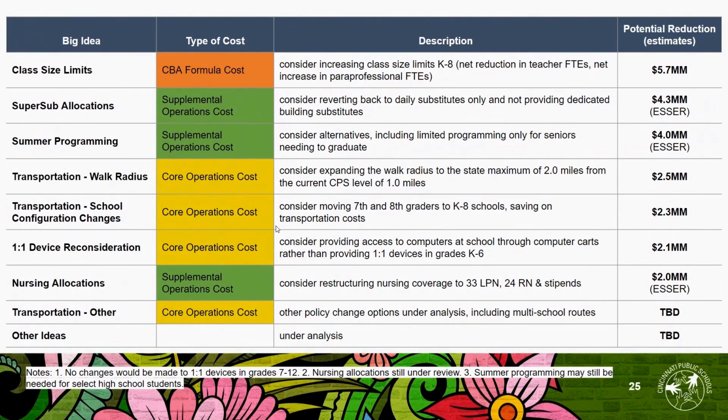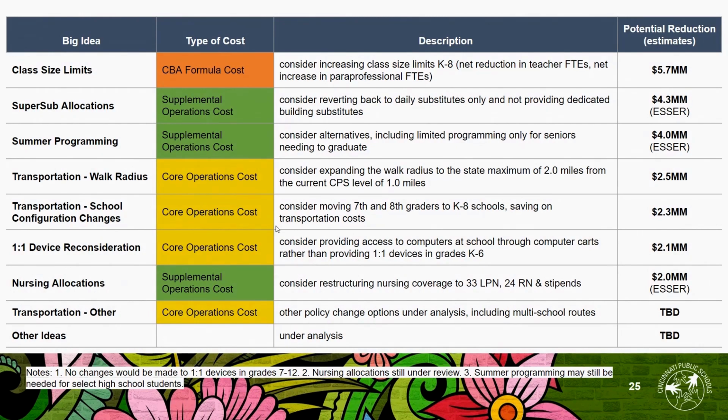I want to go down the slide a bit to the one-to-one devices. We started in the pandemic providing one-to-one devices for all students. If we were to rethink that in grades K-6, so no longer would you have a one-to-one device, but we would have adequate devices in the school. So in every core content classroom, for example, there was a class set so students could use the technology as they needed to. That could save $2 million out of the gate. You see other things on here as well as potential things to talk about and consider.